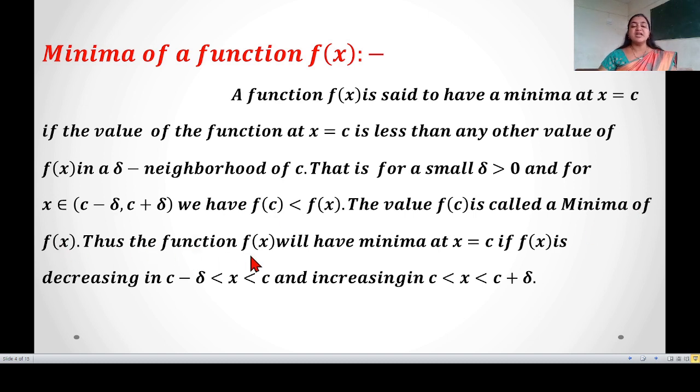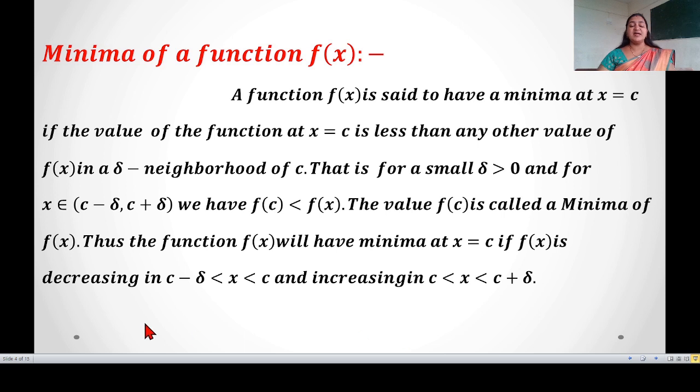Thus, the function f of x will have a minimum at x equal to c if f of x is decreasing in c minus delta less than x less than c, and increasing in c less than x less than c plus delta. So this is the definition of the minimum of a function.